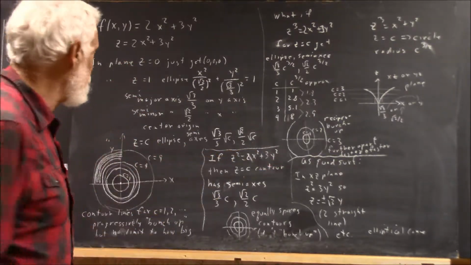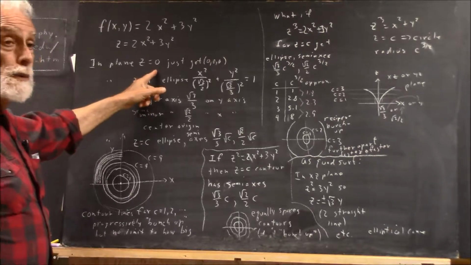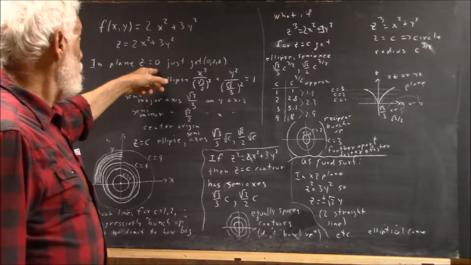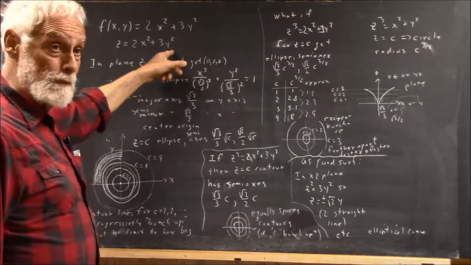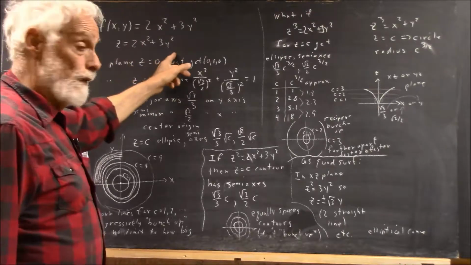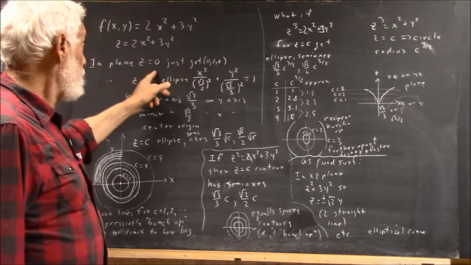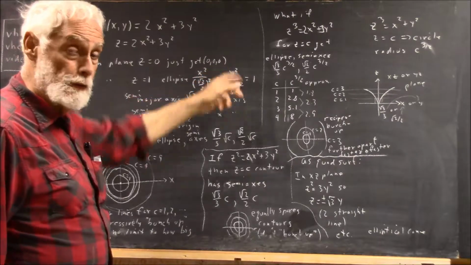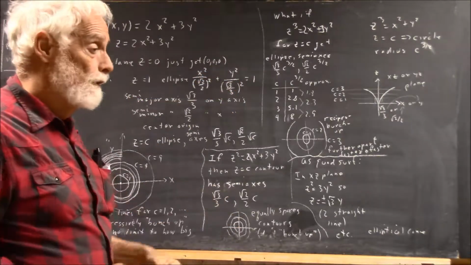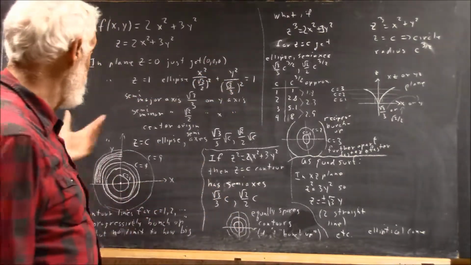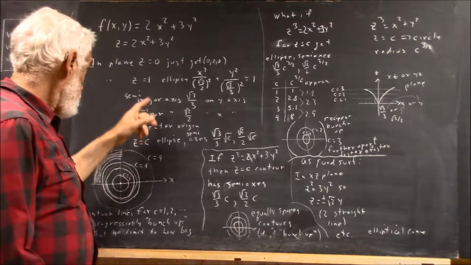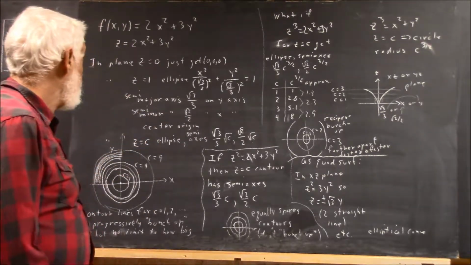z equals constant. So in the plane z equals 0, for example, the only point that satisfies this equation when z equals 0 is the point 0, 0, 0. So we start at 0, 0, 0, and we recognize that as the vertex of our paraboloid. In the plane z equals 1, what do we get?